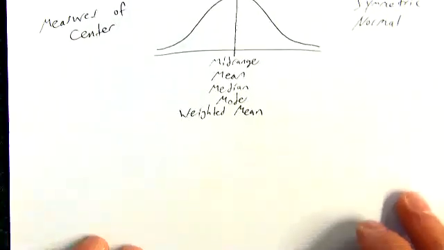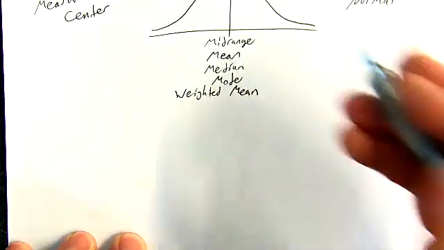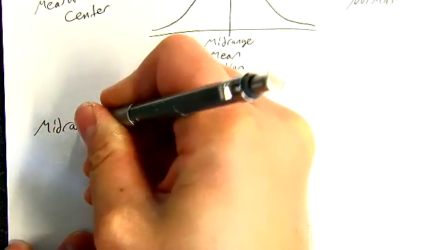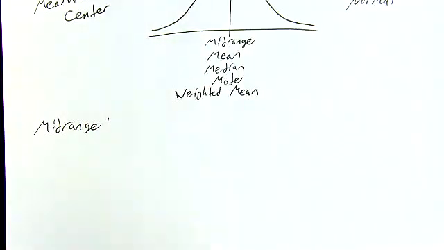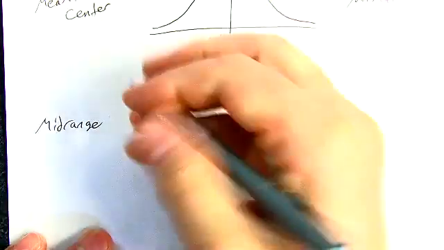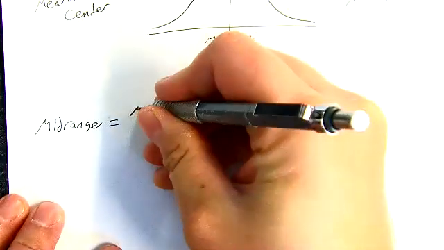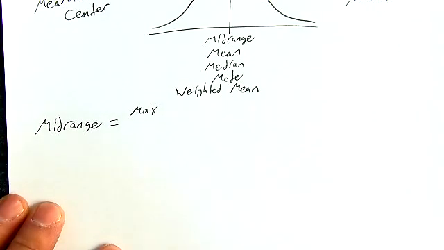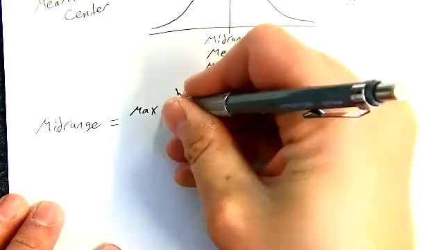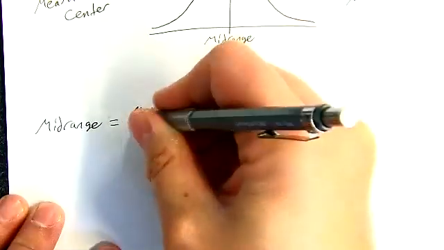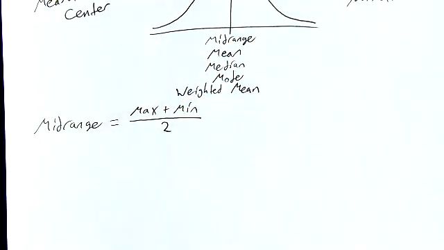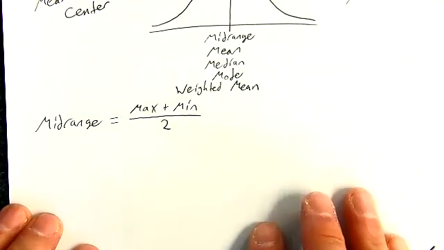So let's start with mid-range. To calculate this value, it's equal to, you just take the maximum value in your data. So you have a list of numbers, take the biggest number, add to that the smallest number in your list, and then divide by 2. So you take the biggest number, smallest number, add them up, divide by 2. Okay, pretty simple. Let's look at mean.